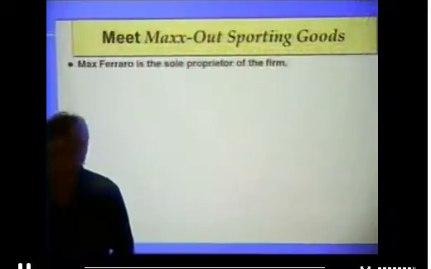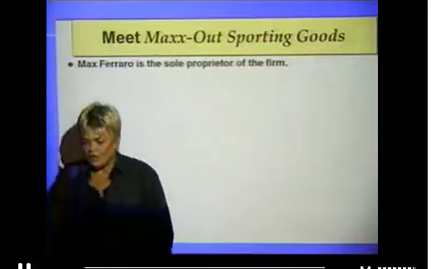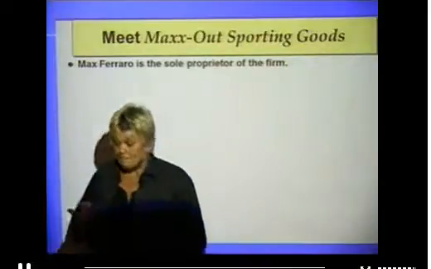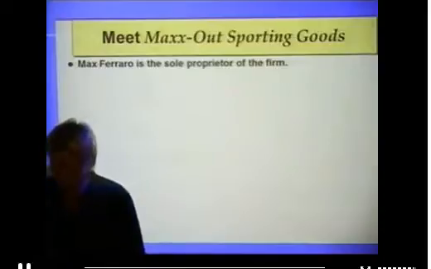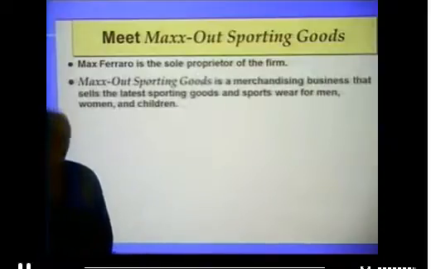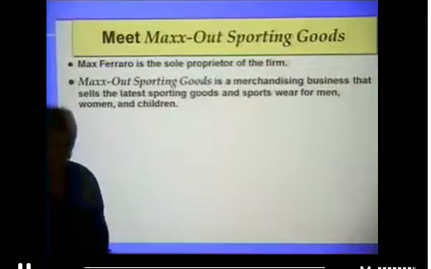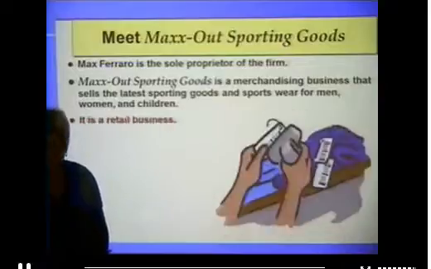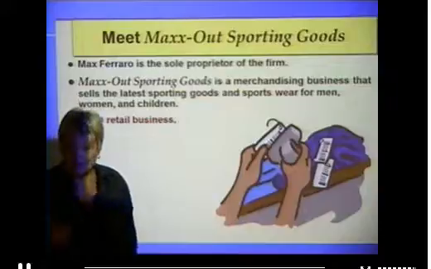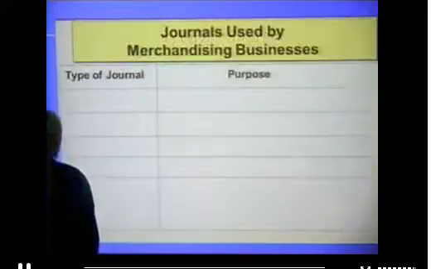All right, so we're starting with looking at a new kind of store. It's called a sporting goods store. Max Ferrero is a sole proprietor still. We're still working with sole proprietors, but he's got a merchandising business instead of a service business. So he's selling things. It's a retail business, meaning he sells to the general public, to the people that are actually going to be using the product.